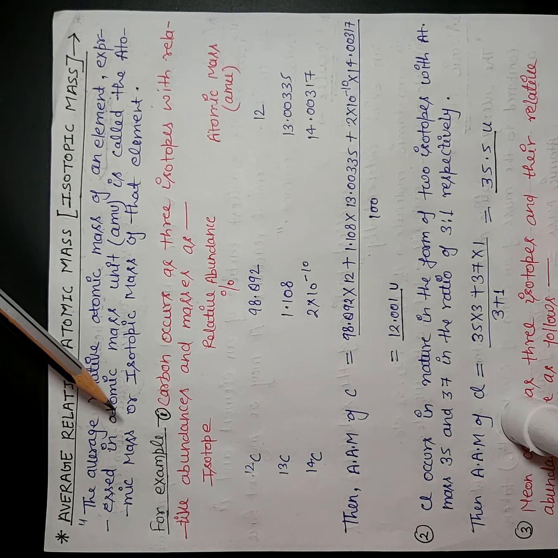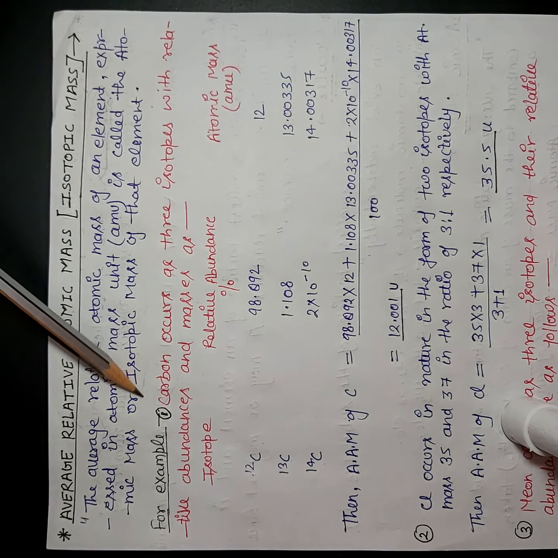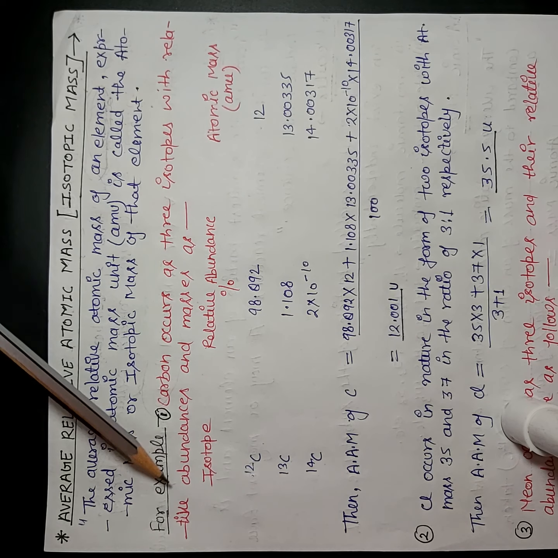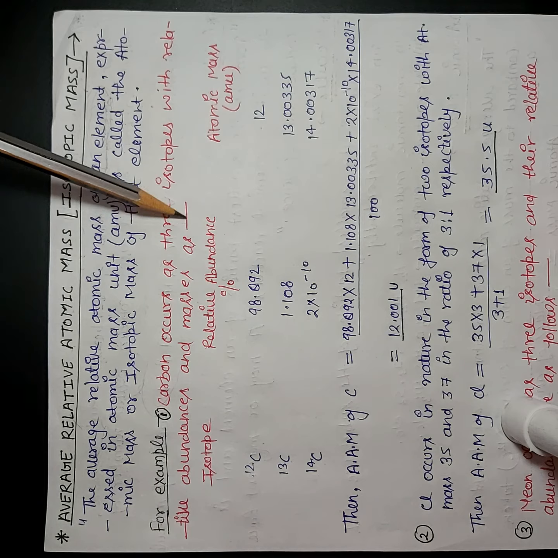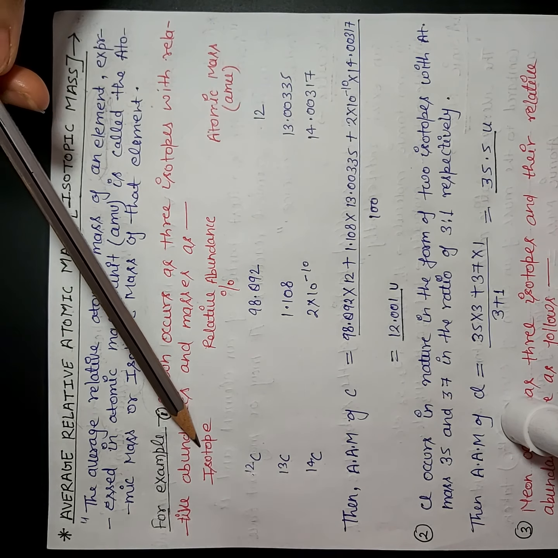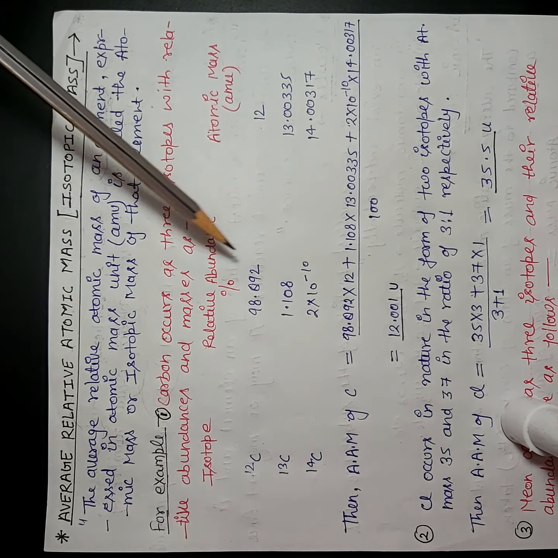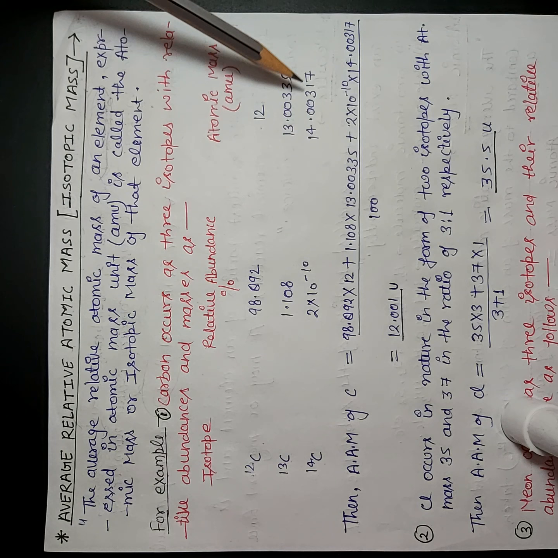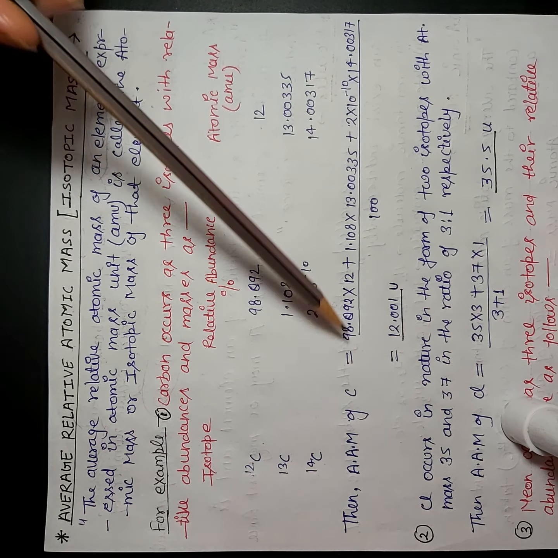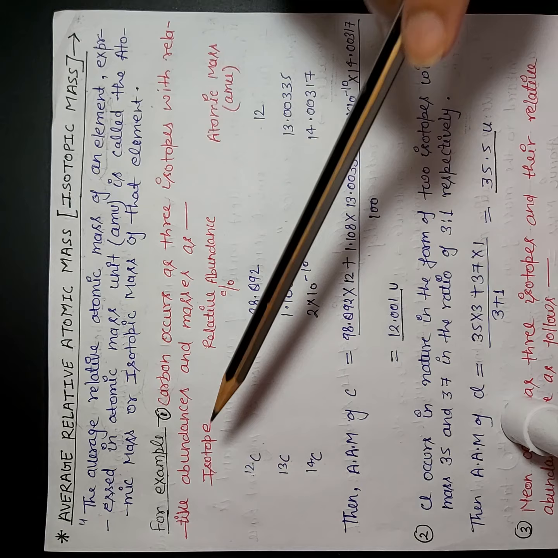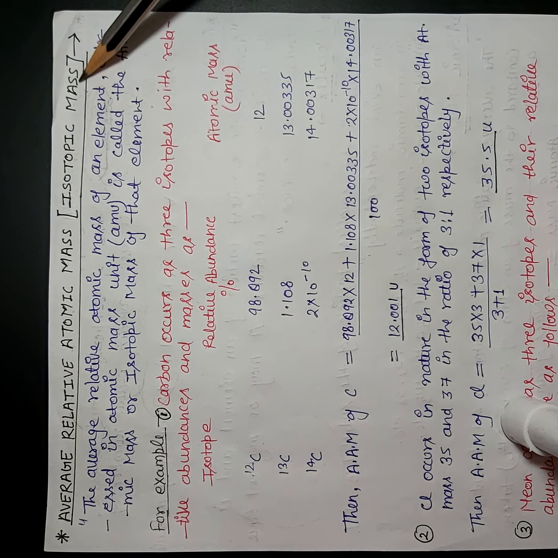For example, if we talk about carbon, as we all know, carbon occurs as three isotopes with relative abundances and masses as follows. Like isotopes C12, C13 and C14, their relative abundances are given here, and atomic masses we already know. So how will we calculate the average relative atomic mass for carbon? As we can see, we are calculating it with the isotopes, that's why it is also known as isotopic mass. So how will we calculate it?